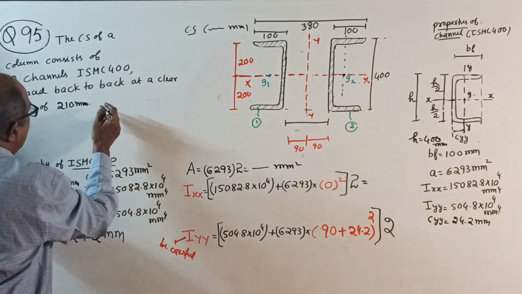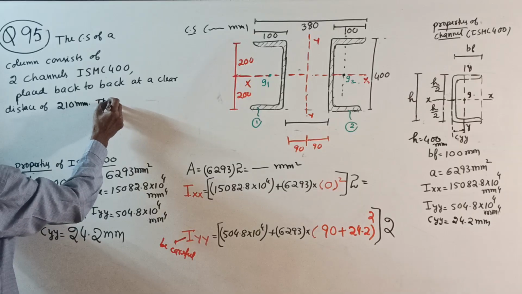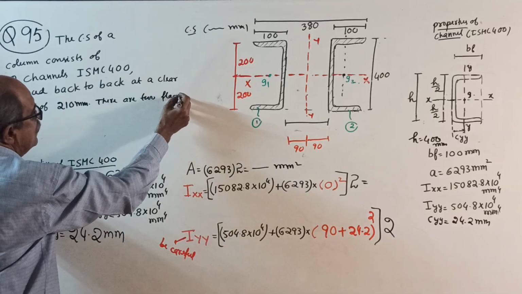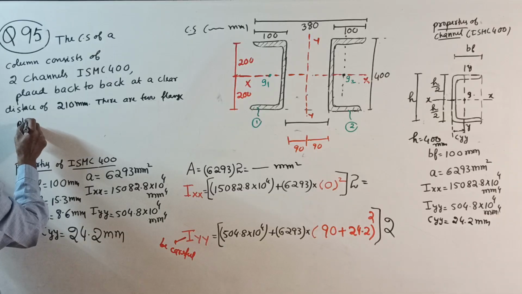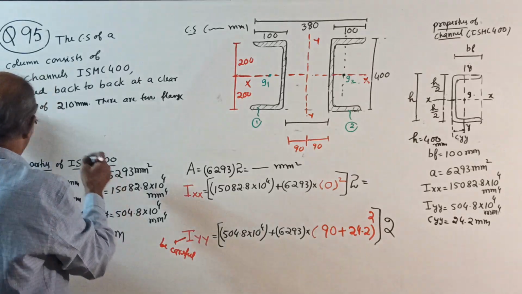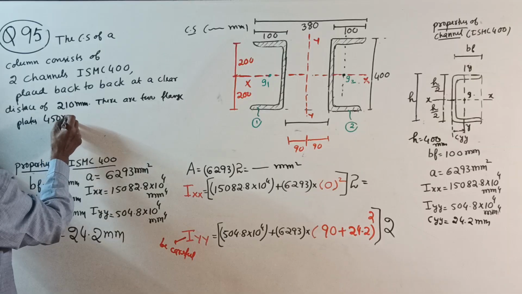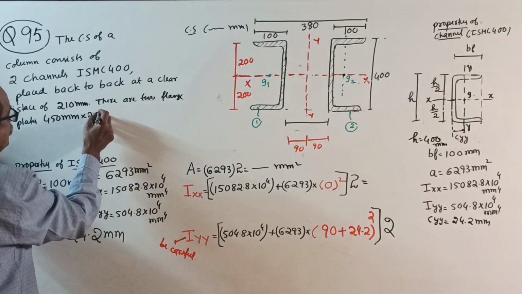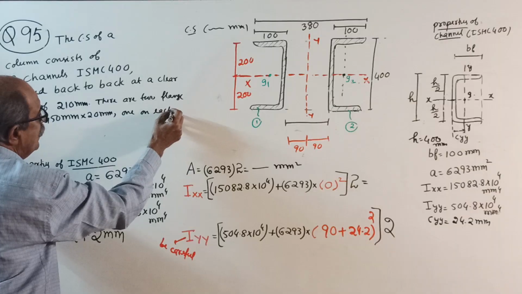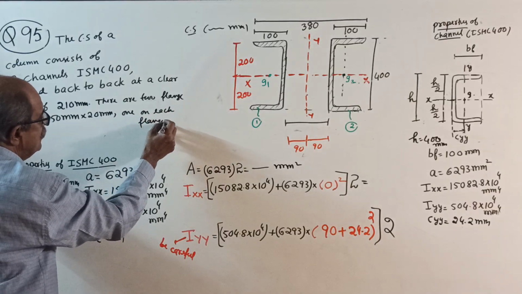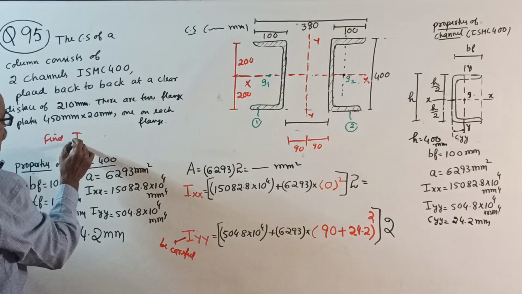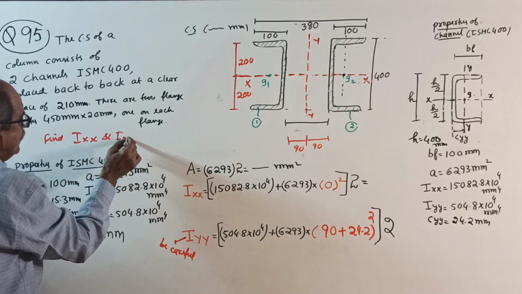Then there are two flange plates of 210 plus 100 plus 100 is 410, 450 mm by 20 mm, one on each flange, given in the question. Then the question is to find I about xx and I about yy.